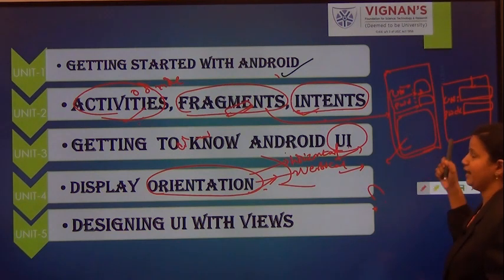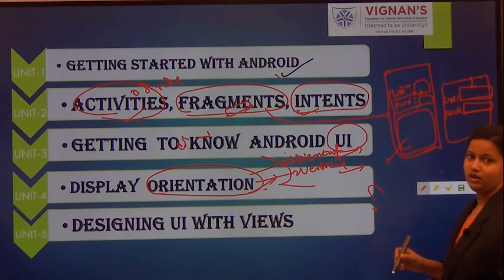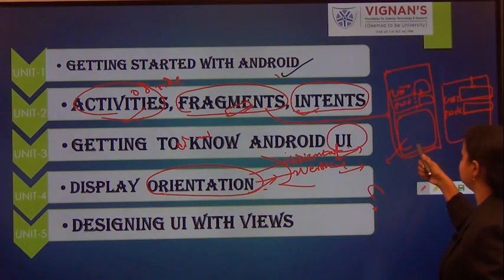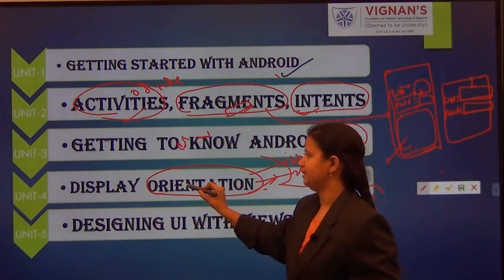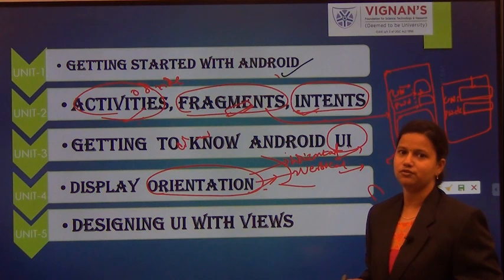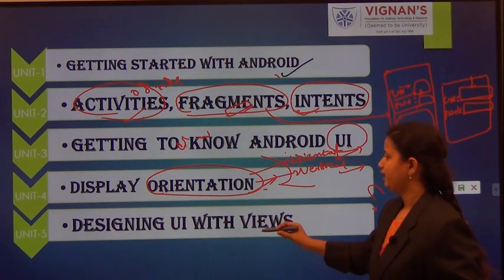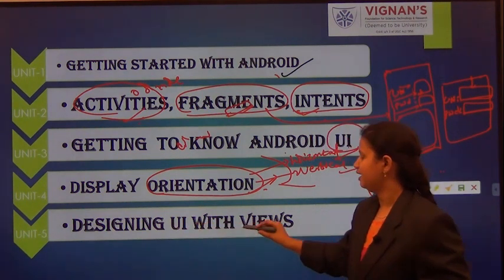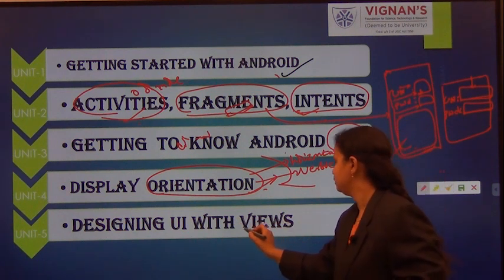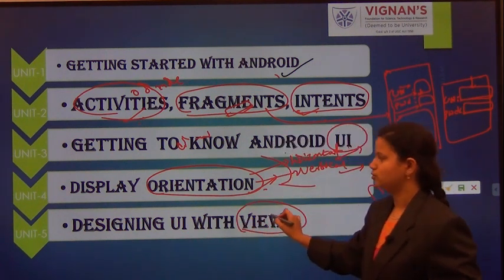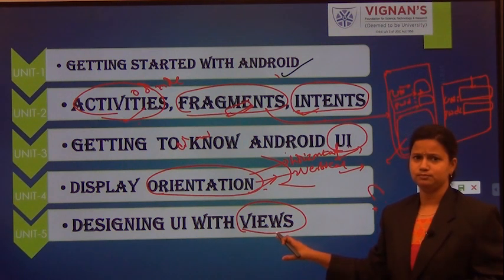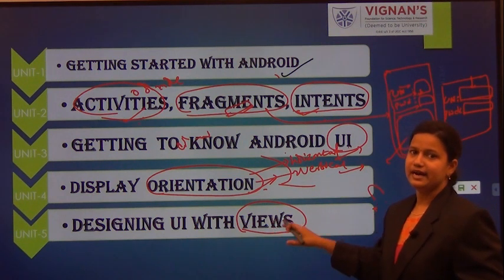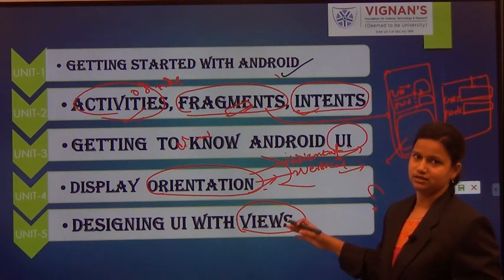So how do we adjust our application like this? How do we adjust our screen orientation like this? That concept is learned in this display orientation part of unit 4. And unit 5 is designing of user interface with views. So in this we learn about the views concept. So what is a view? Any component added to your design is called a view.